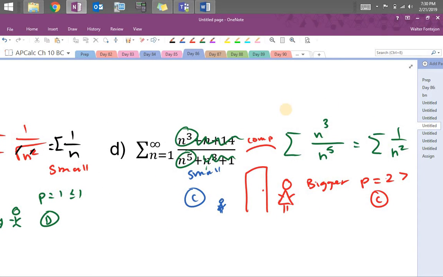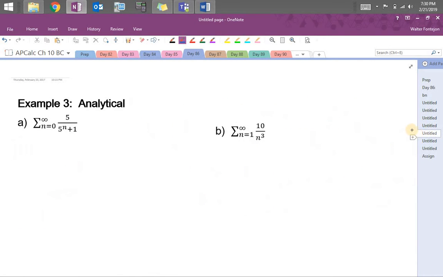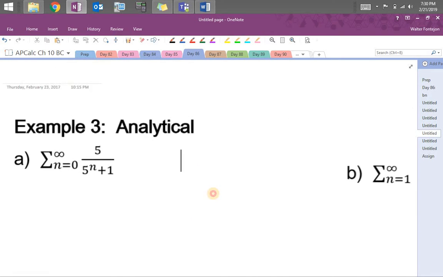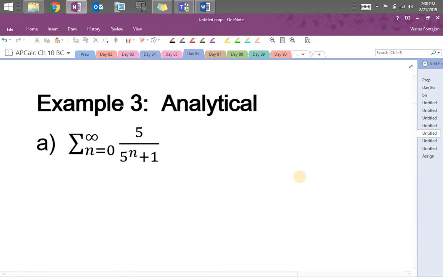The concept is that when you make a comparison test, you want to keep the dominant polynomials, the dominant functions, for both the top and the bottom, if you can. Okay, let's put it all together now. So now that we looked at those two, let's take a look at these. Think about what test.